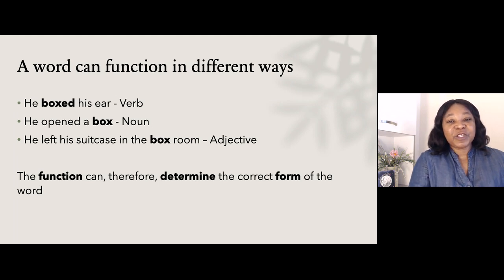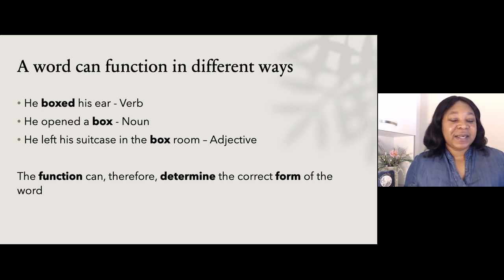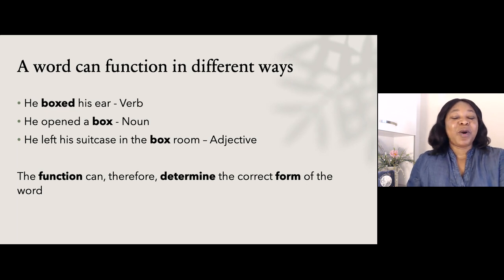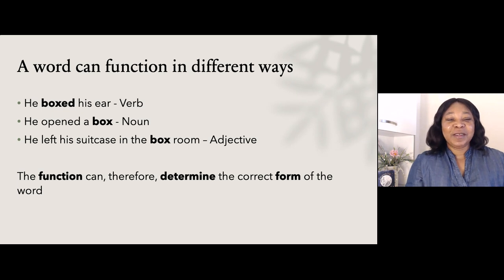A word can function in different ways. So we can say, he boxed his ear. He opened a box, and he left his suitcase in the box room. What are we learning? Depending on the function, the word changes from one part of speech to the other. So one word, box, can be a verb, a noun, or an adjective.